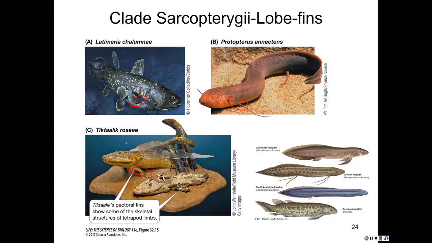In the lobe-finned fishes, the lung-like sacs did not evolve into swim bladders. Instead, they continued to work to allow oxygen exchange with the air and eventually led to true lungs. And there are three surviving lineages of lobe fins. We have the Actinistia, also known as the coelacanths.